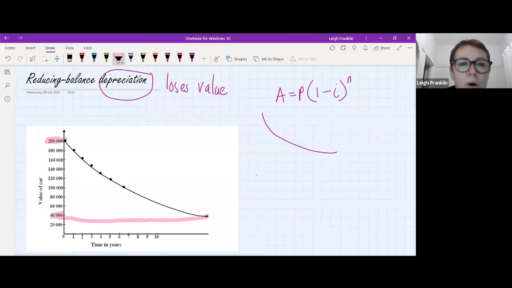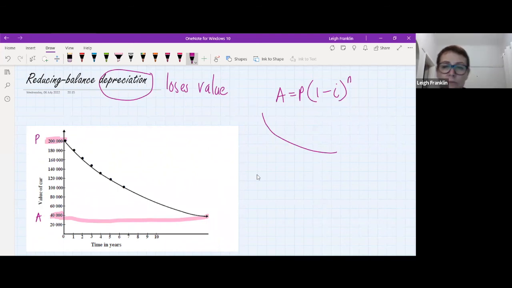Sorry, I beg your pardon, I said the wrong thing there. This is going to be your P value, so what it is presently. What it accumulates to is A over there. All right, so P is going to be bigger than A. It's the other way around for reducing balance.